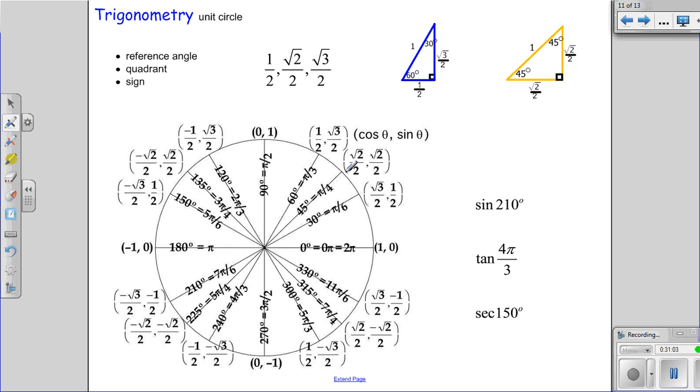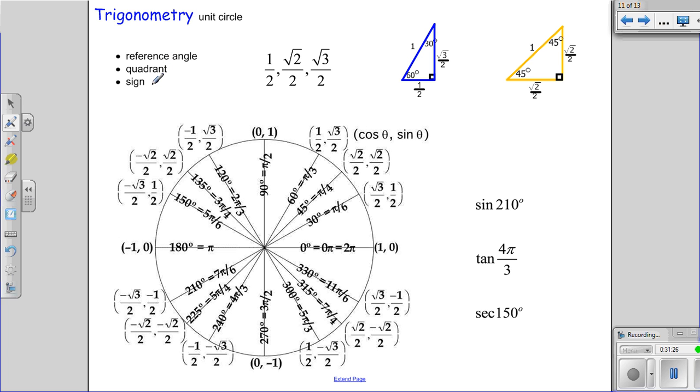And what we have to do is realize that they're all associated with these values here: 1/2, root 2 over 2, and radical 3 over 2. I call them small, medium, large. They're based off of a 30, 60, 90 triangle and a 45, 45, 90 triangle, and again, we use the Pythagorean theorem to derive those numbers. But the key for me for a unit circle is you have to understand the reference angle, the quadrant, and the sine.